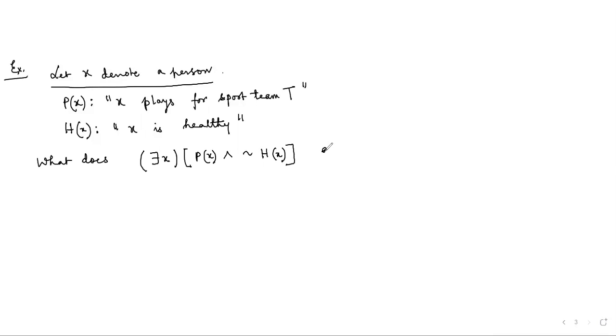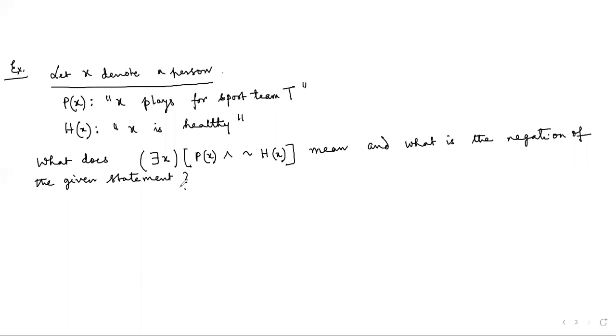Okay, let us try, let me finish the question. What does this mean? And what is the negation? What is the negation of the given statement? Now you see that there exists X such that Px and not Hx.